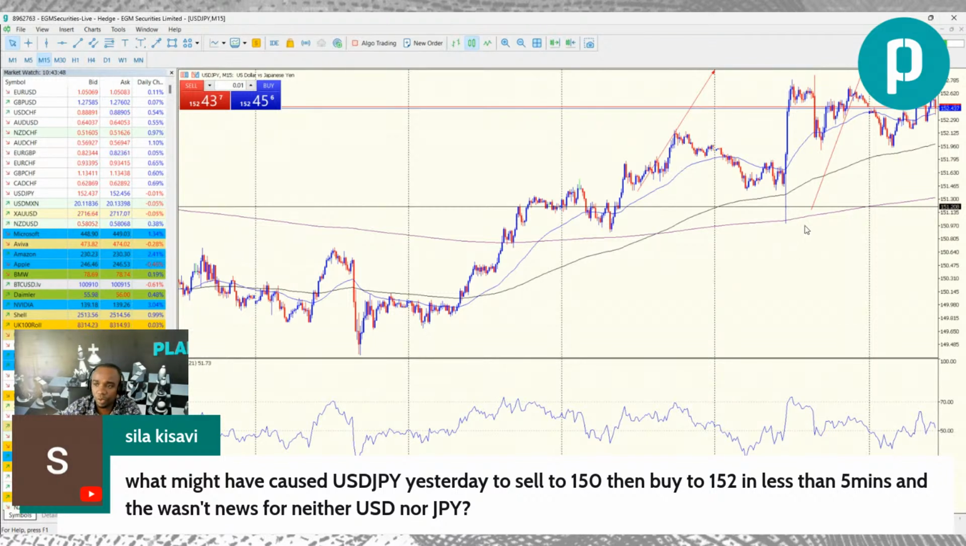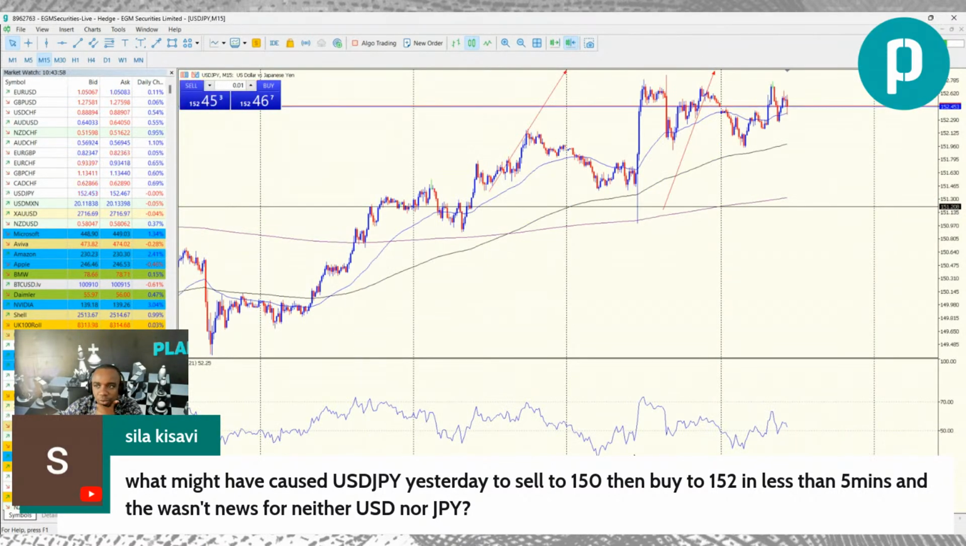We were looking for opportunities to buy here, it came to a moving average almost 20 pips down, and then pushed up. So Sila, there was no clear directional bias as to why USD JPY behaved the way it did yesterday? No, but the technicals were speaking that it's a buy. We had projected that. Any other question?